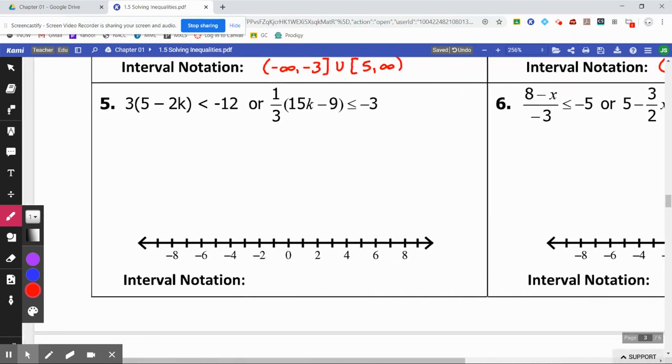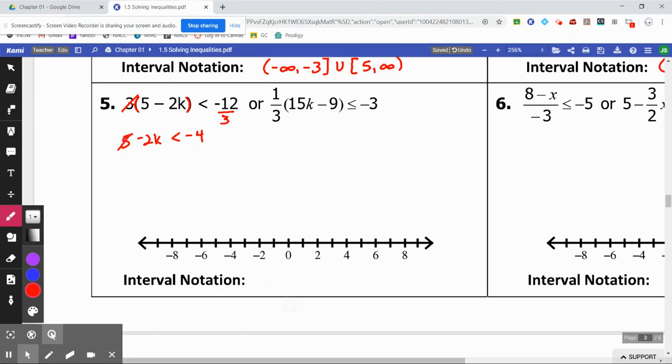Number 5, distributive property 15. Actually, let's do this one a little bit different to save ourselves a step. Instead of distributing, since 3 is being multiplied by everything, mark it out and divide by it. Gives you 5 minus 2k is less than negative 4. You did not divide by a negative, so do not flip it.